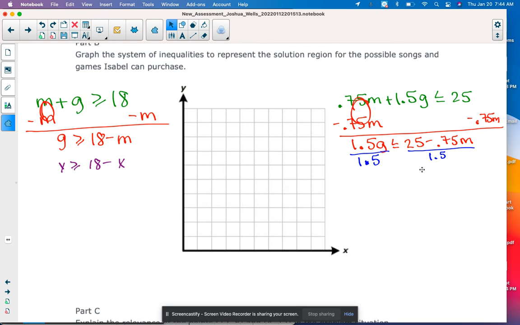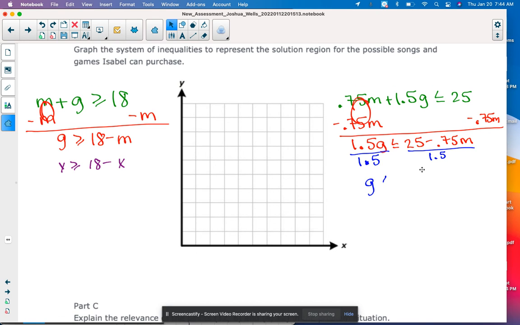So when we do this, g is less than or equal to 25 minus 0.75 m all over 1.5. And if I wanted to rewrite this using x and y, like I did for the other equation, y is less than or equal to 25 minus 0.75 x over 1.5. So now what I can do is go ahead and graph that second equation and we will look at it.